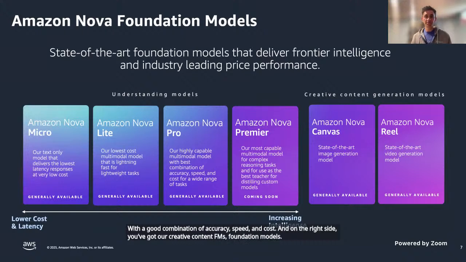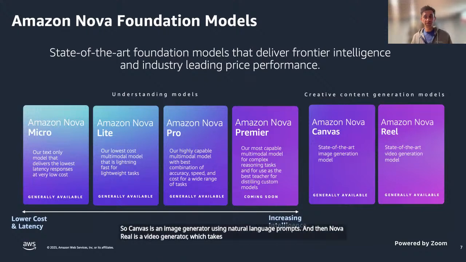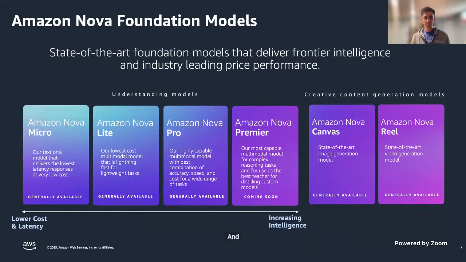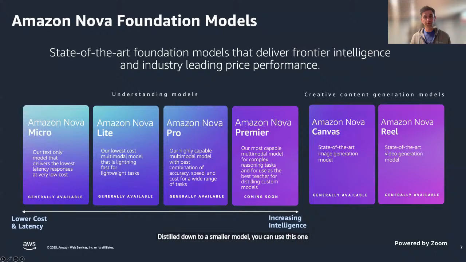So Canvas is an image generator using natural language prompts. And then Nova Reel is a video generator, which takes prompts and creates realistic videos from that. And in the middle is Premiere, which is not launched yet, but it will be our most capable multimodal foundation model. And that's for complex reasoning and also to be used as a best teacher for distilling custom models. So if you're trying to distill down to a smaller model, you can use this one as the starting point from that. And Premiere is coming soon.